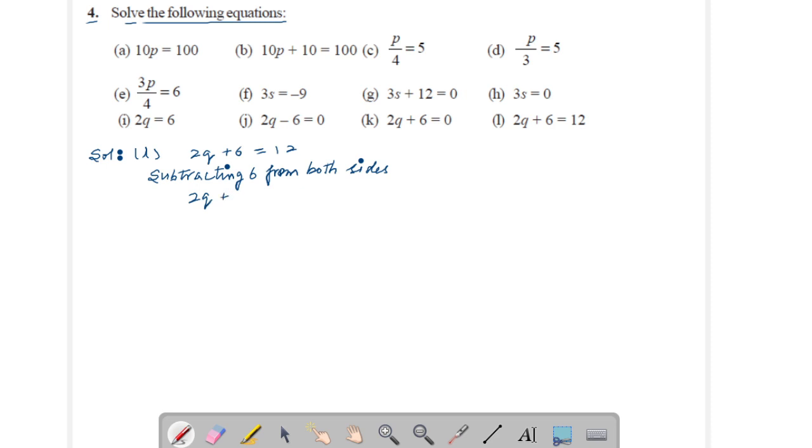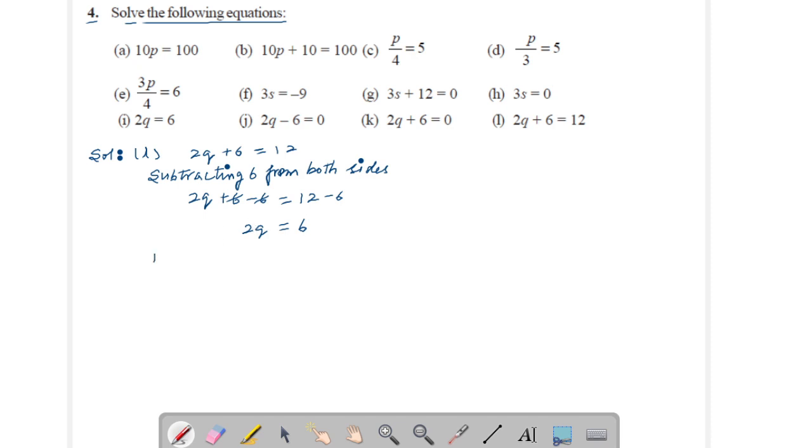2q plus 6 minus 6 equal to 12 minus 6. Yes, 6 will be cancelled by 6. 6 minus 6 is 0. What is left? 2q equal to 12 minus 6. It is 6. Again you have to remove this 2 from q. We remove this by dividing it by 2.